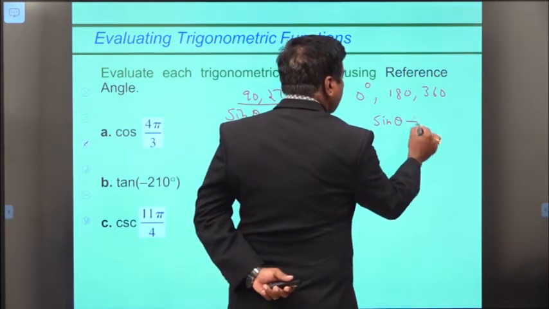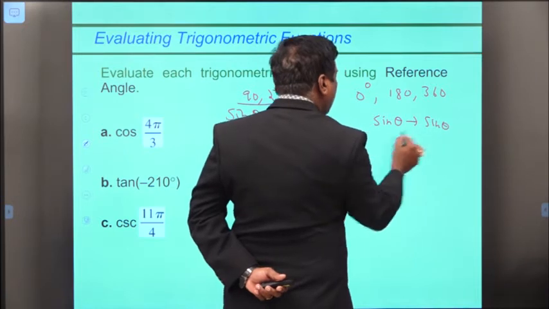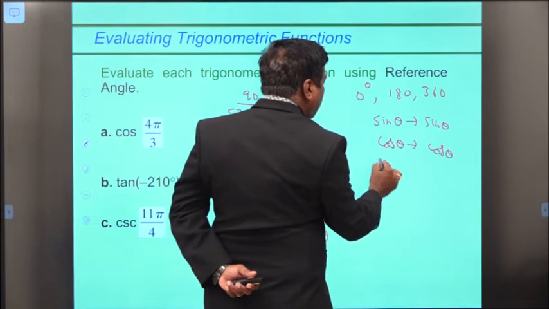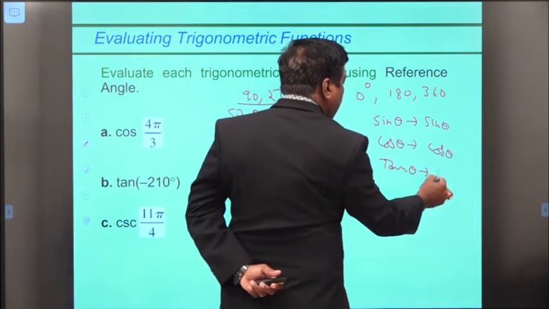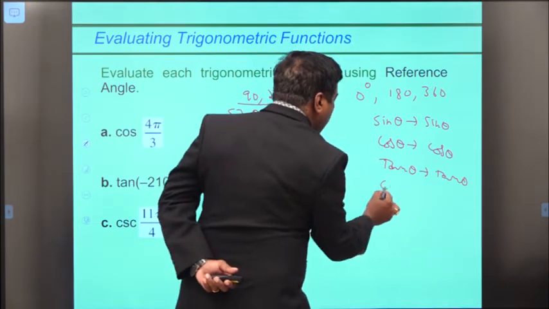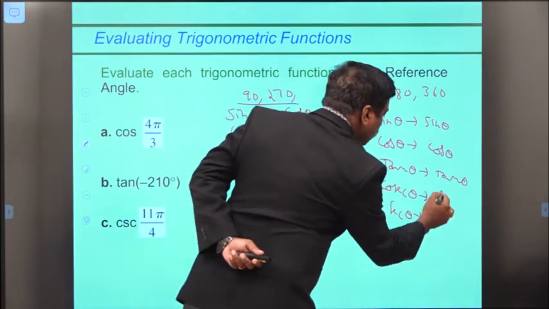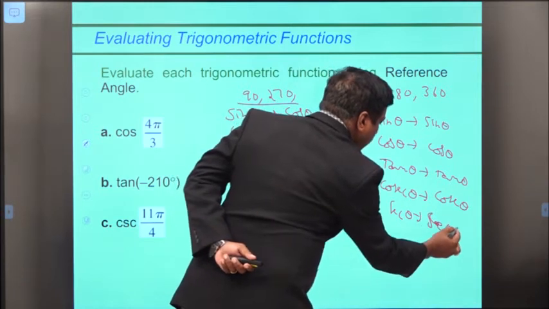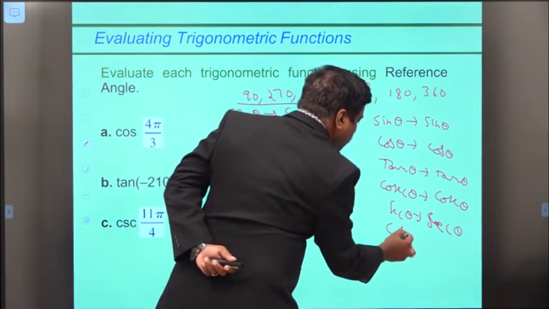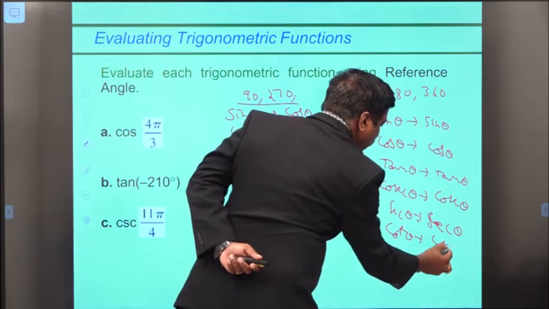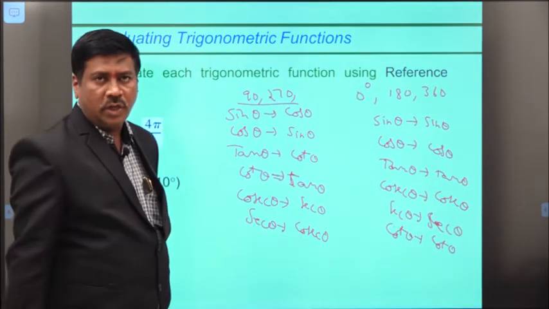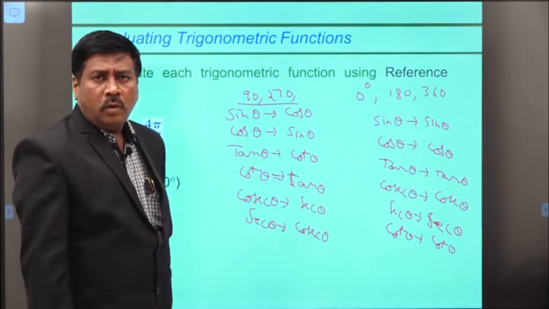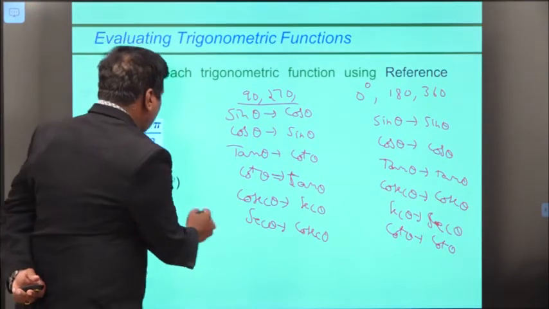For the angles 0 degrees, 180 degrees and 360 degrees, sin theta is transformed to sin theta only, cos theta to cos theta only, tan theta to tan theta only, cosecant theta to cosecant theta only, secant theta to secant theta, and cot theta to cot theta only. How are these angles to be changed? Before that we have to find the values for sin pi. Please all of you keep this in your mind.